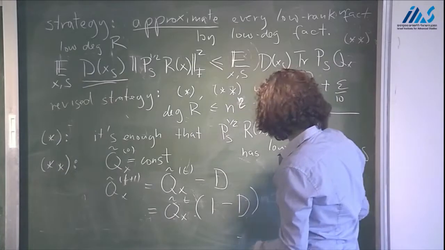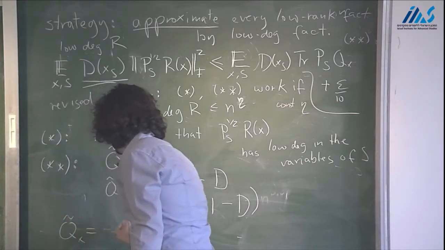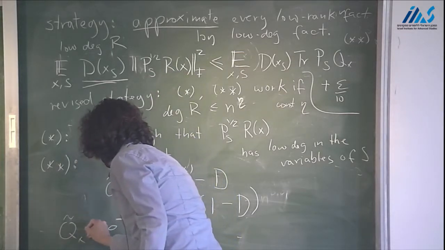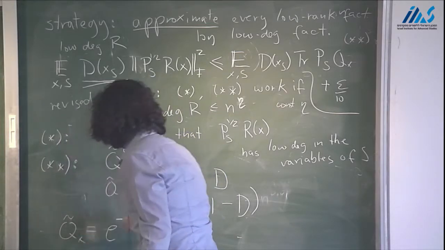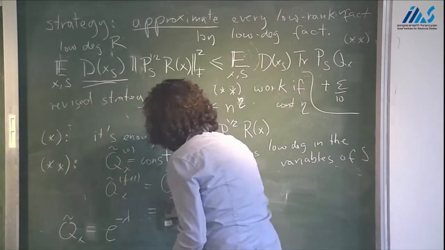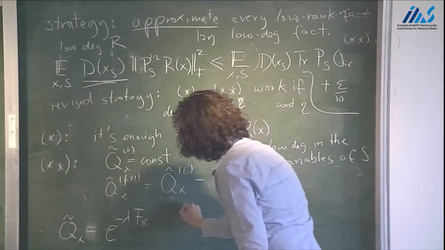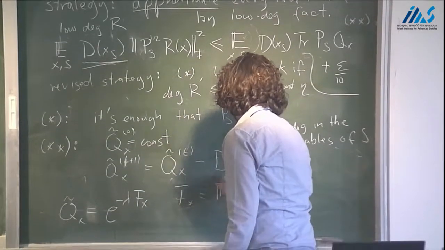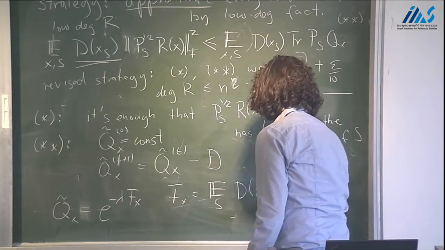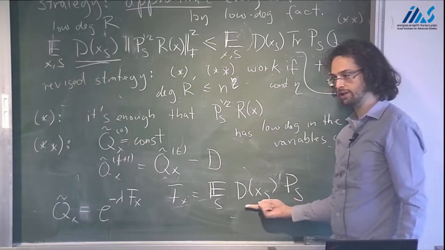So it turns out that Q tilde sub x is equal to e to the minus lambda, for some numerical parameter lambda, times f sub x, and this f sub x corresponds to d. So f sub x is the matrix you get by averaging over s of d of x sub s times p sub s. So f as a function of x has small degree because only d comes in here.